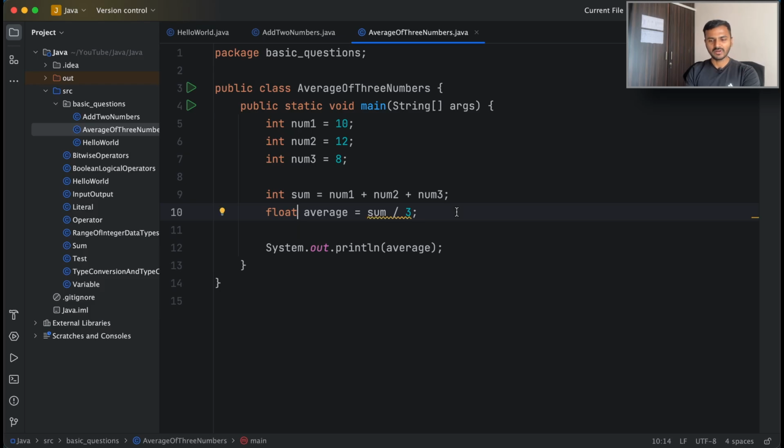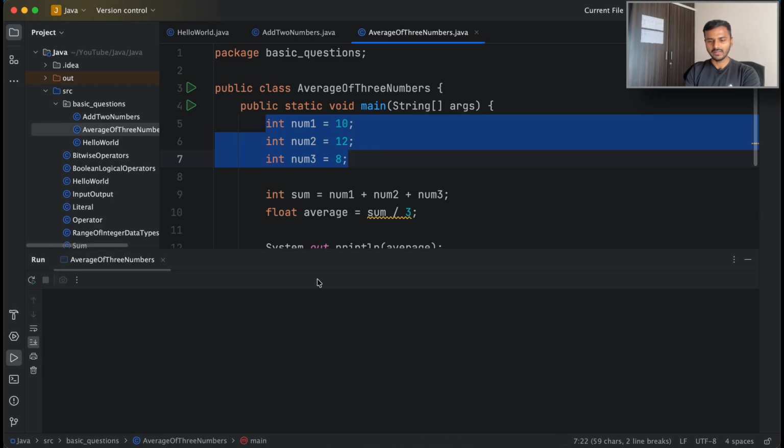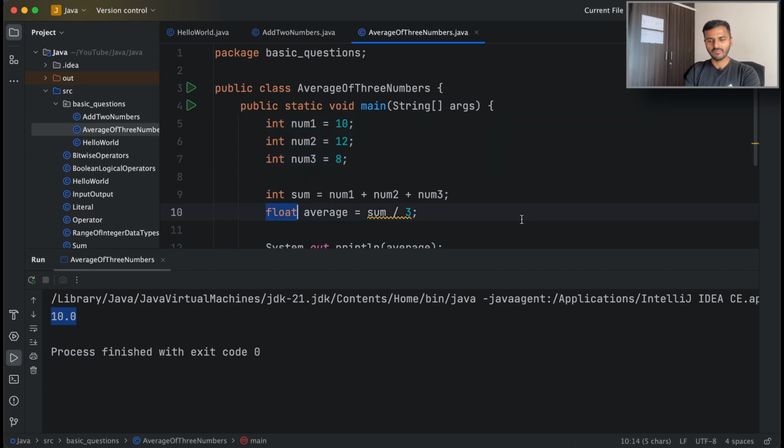But there's another problem over here, which is sum is int and 3 is also of int type. Now, division of one int by another int is going to give us an int. And even if we have average declared as float type, we will still get something like 0.0. Let's try this out first and then let's see how we can mitigate that. So right now we have got 10, 12 and 8. The sum is going to be 30 and if I go for 30 by 3, I'm going to get 10. And we're getting 10.0 because we have stored it in a float variable.